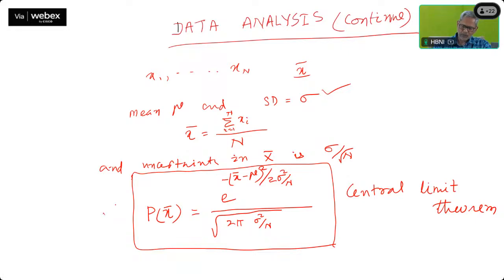This is very important, because when you make measurements, your probability of getting a particular x bar will follow such a distribution. In this case, your width is sigma by root n rather than sigma. The population standard deviation was sigma, but when it comes to measurement, your sample standard error is sigma by root n.